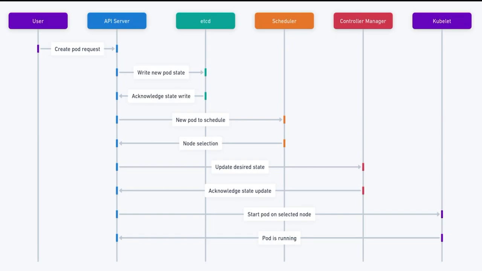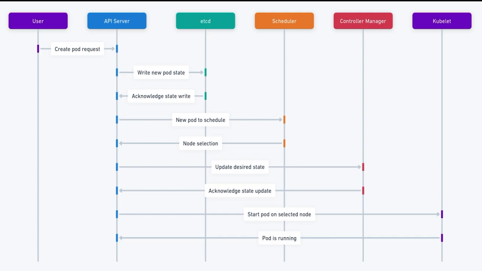The above sequence diagram illustrates the interactions and data flow within a Kubernetes cluster when a user requests the creation of a new pod. It captures the communication between the main components of the cluster, including the user, API server, etcd, scheduler, controller manager, and Kubelet. Here's an explanation of each step.